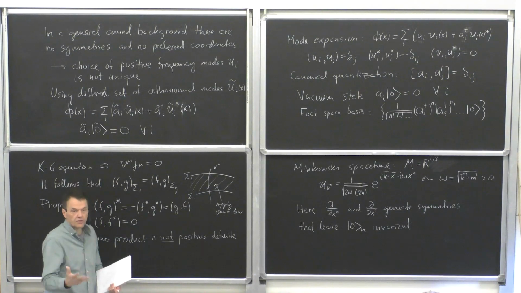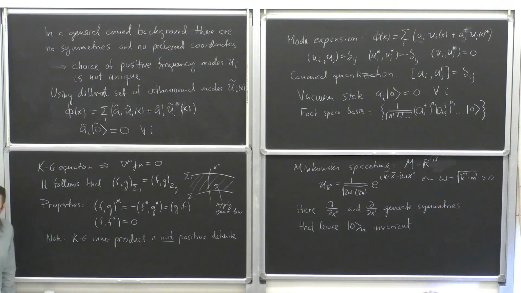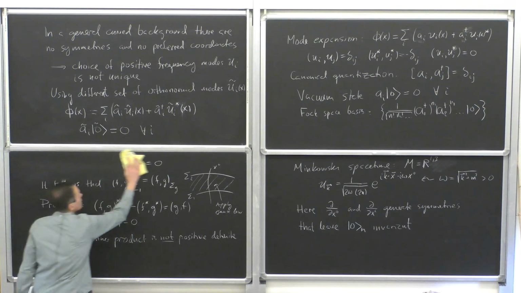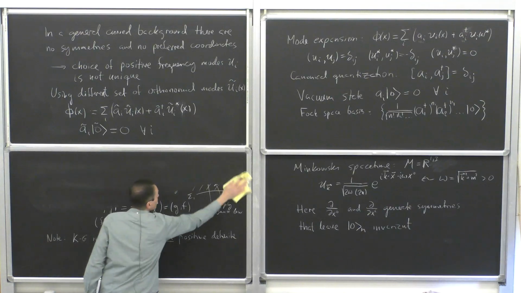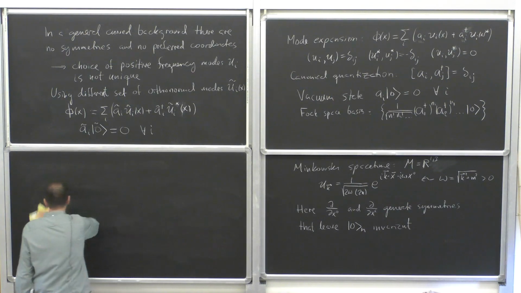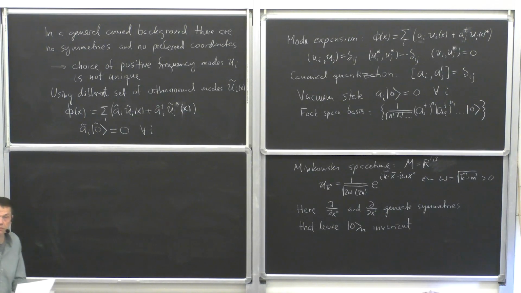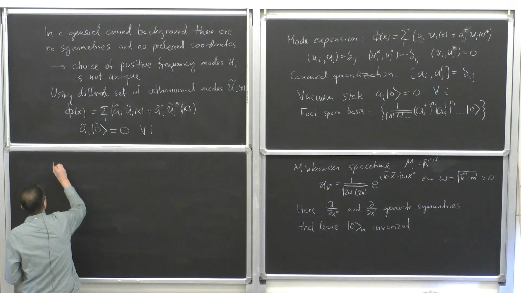And the transformation that takes you between these inequivalent bases is called the Bogoliubov transformation. Now we'll see how this works out concretely when we do the black hole background. So I'm just doing this kind of formally here.